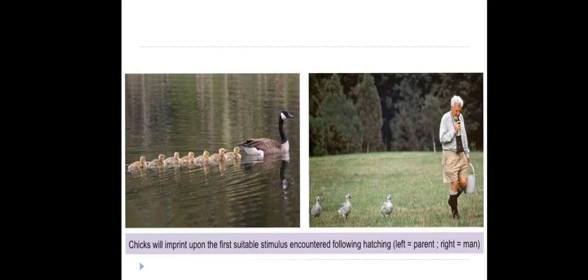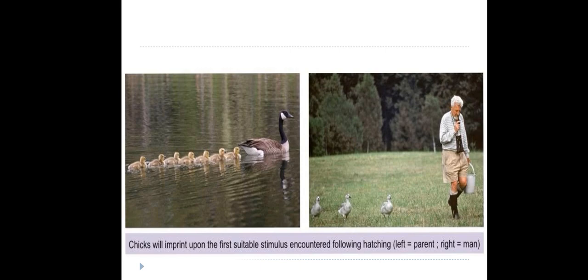Konrad Lorenz is one of the ethologists. An ethologist is one who studies animal behavior. Konrad Lorenz conducted experiments on goslings. Goslings are like chick birds.